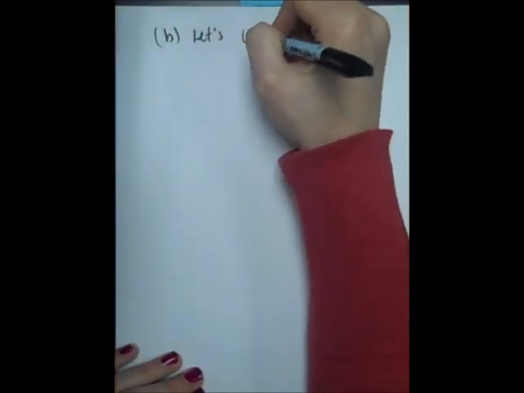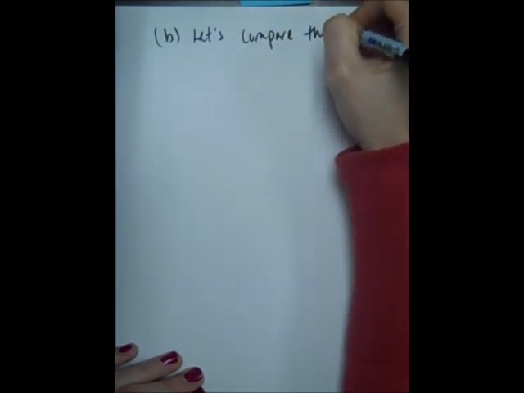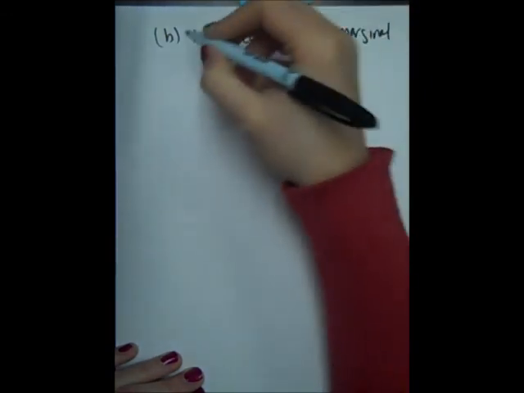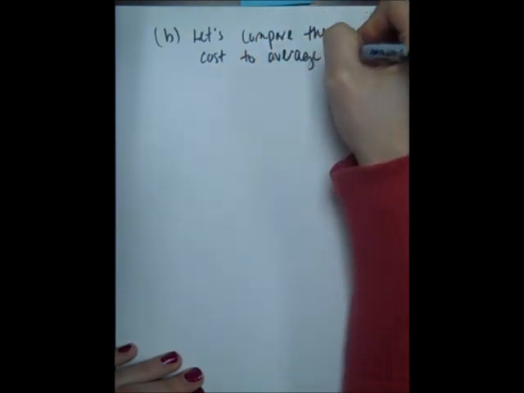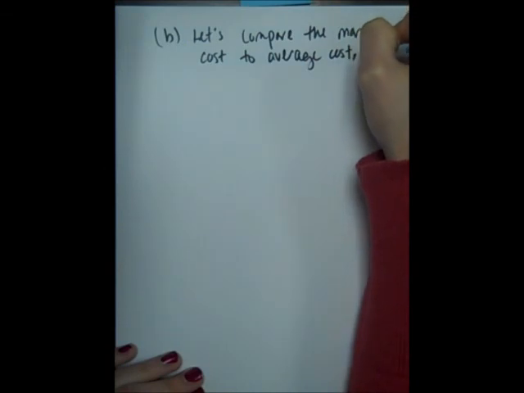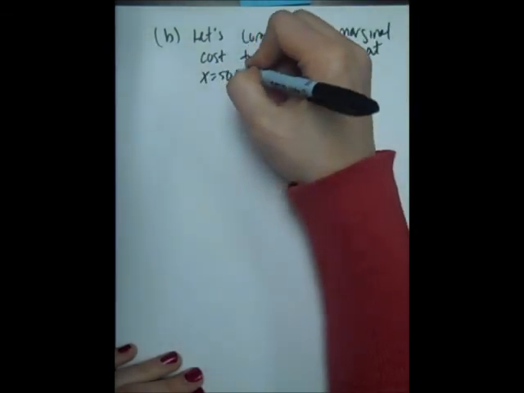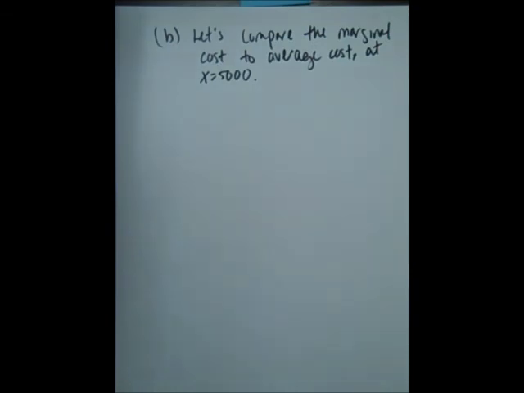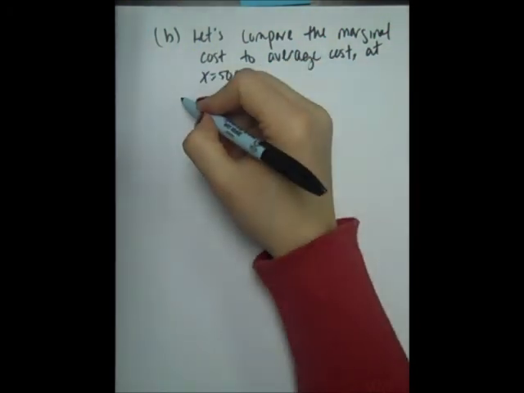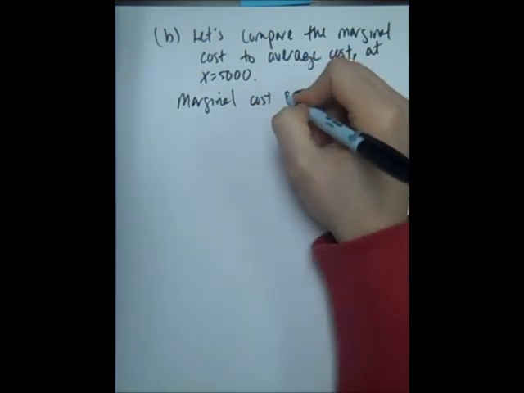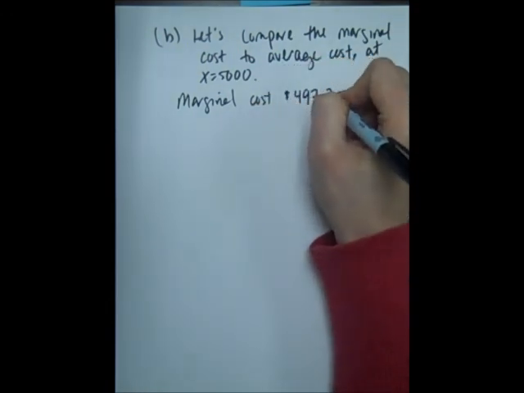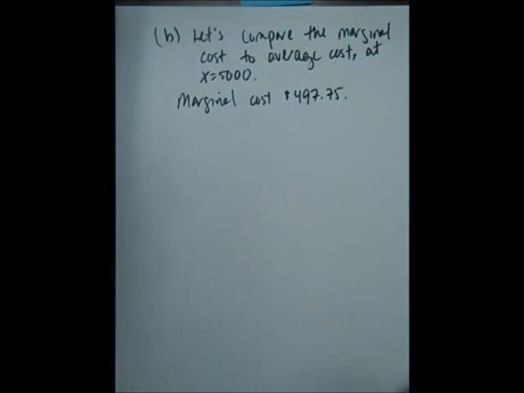Okay. Part B of this. Let's compare the marginal cost to average cost. And again, this is at the production level of 5,000. So when we're producing 5,000 cameras, we want to compare the average cost of a camera to the marginal cost of a camera. Well, we already found the marginal cost. We said the marginal cost was $497.75.